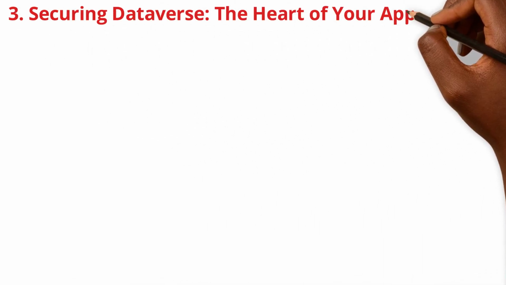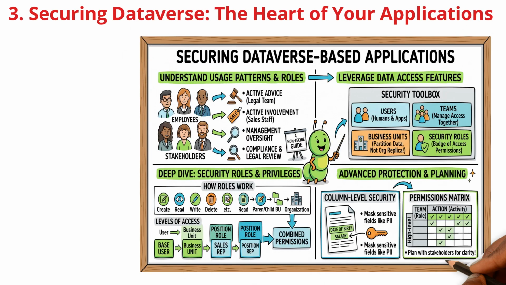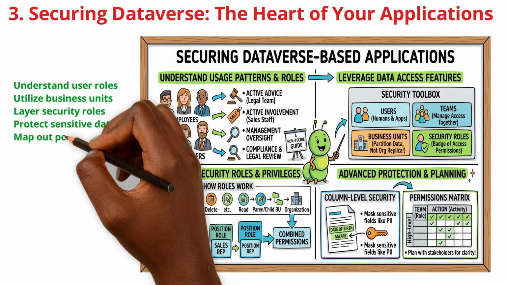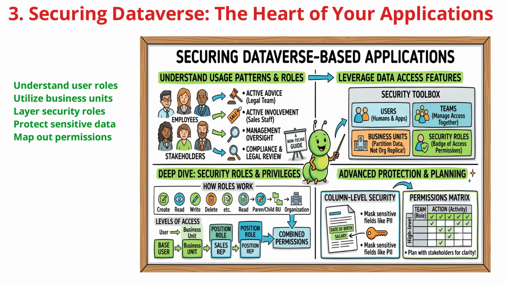Securing your Dataverse applications begins by understanding exactly how different people use your data. Whether they are active employees making updates or stakeholders who just need management oversight. Next, you build your security toolbox using teams and business units to partition your information safely. Then, you layer specific security roles to control exactly who can read, write, or delete records. Finally, you can lock down highly sensitive details using column-level security, mapping everything out clearly with a master permissions matrix to ensure there are no gaps.